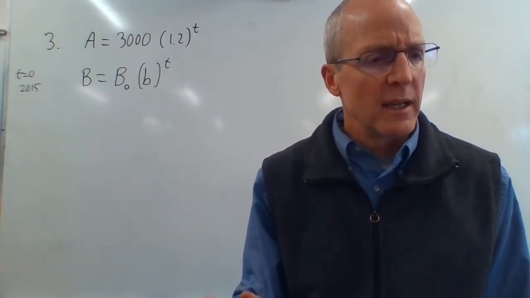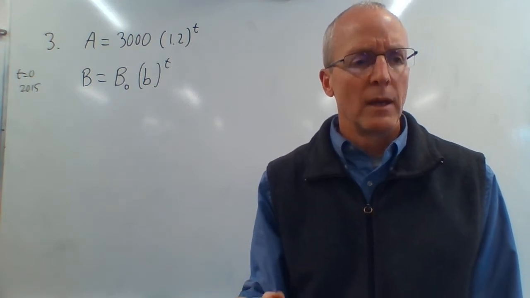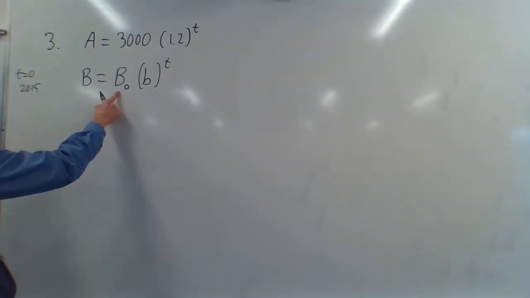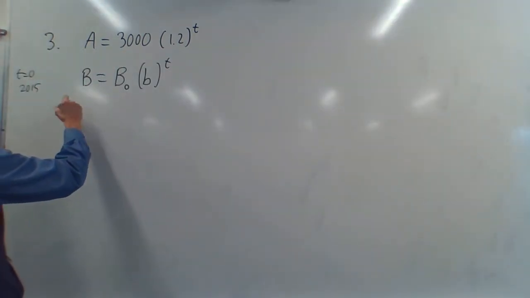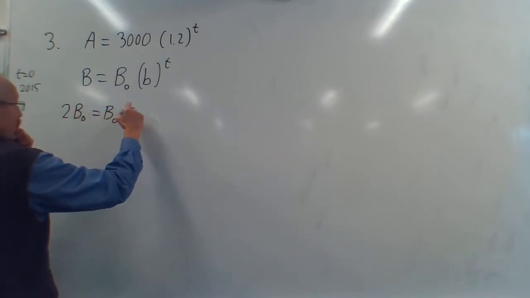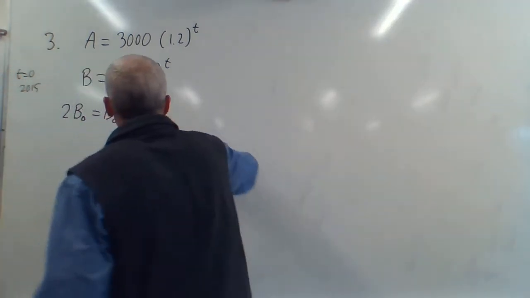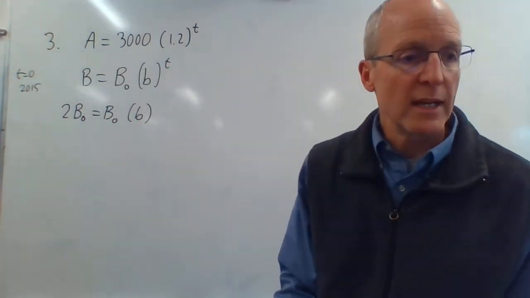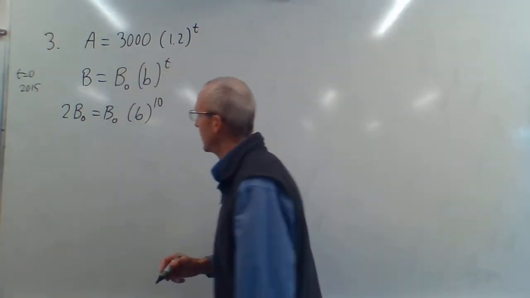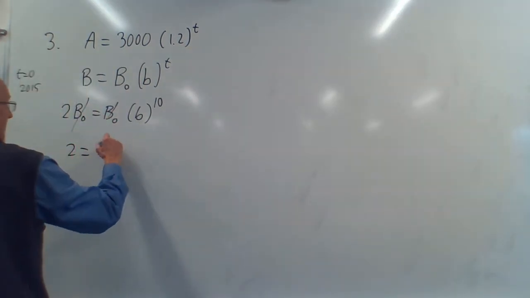Let's see, I said it doubles every 10 years and had 7,000 people in 2019. Let's do the doubling every 10 years. In 10 years, when this starts off at B0, 10 years later that's 2 times B0. So 2B0 equals B0 times B to the T. It doubles every 10 years, so time is 10. Okay, the B0s cancel. We have 2 is equal to B to the 10th.